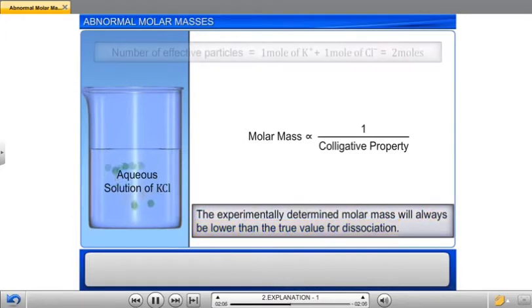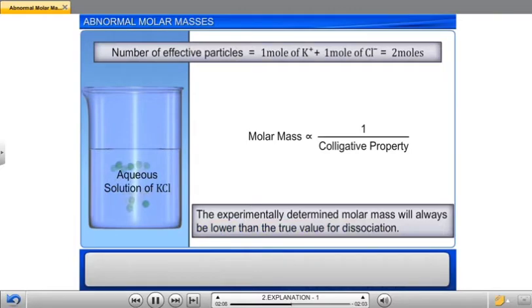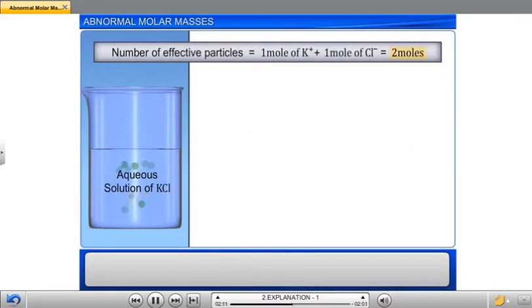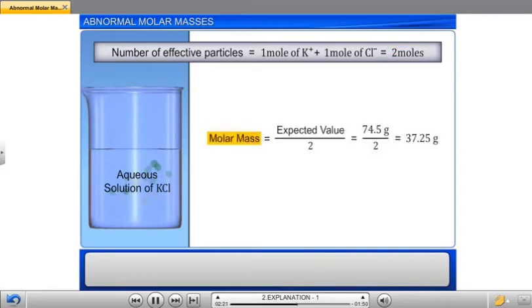Further, as molar mass is inversely proportional to the colligative property, the experimentally determined molar mass will always be lower than the true value for dissociation. For KCl, as the number of particles becomes double, the observed colligative property is double the expected value, while the observed molar mass is half the expected value. That is, 74.5 grams divided by 2, which is equal to 37.25 grams.